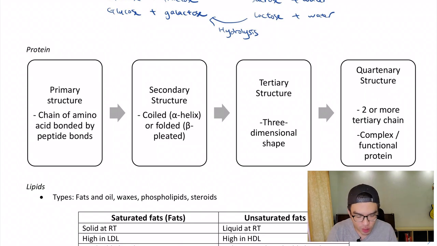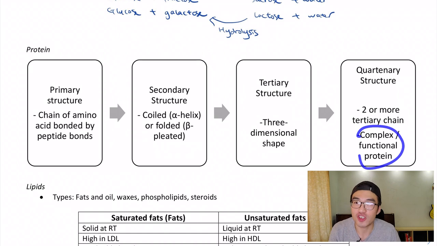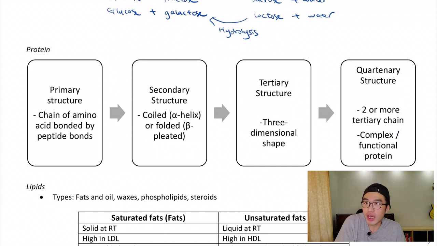Moving on, if they are going into tertiary, it means they are a three-dimensional shape. They have the 3D shape now. So that's the keyword for tertiary structure. Quaternary structure means they are a combination of two or more tertiary chains. They are a complex of functional protein. For example, your hemoglobin is a quaternary structure. Your enzyme is a quaternary structure.